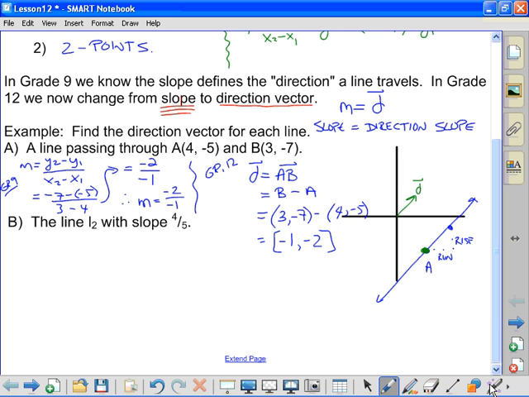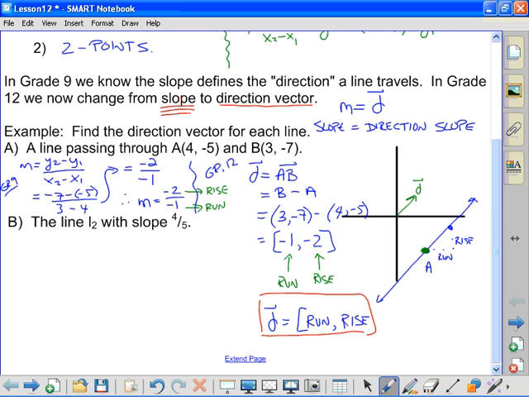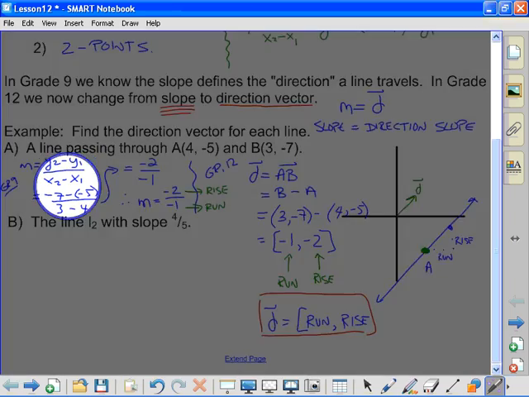Surprise, surprise. If you look at the similarities, here's your rise. Well, we know rise is just our y component here. And run is always on the x-axis, so it's our x component. So there's your relationship. Rise over run. Your direction vector is just run, comma, rise. Pretty nifty, eh? And I find a lot of people make fewer mistakes doing this process than they do doing this process. So there you go.